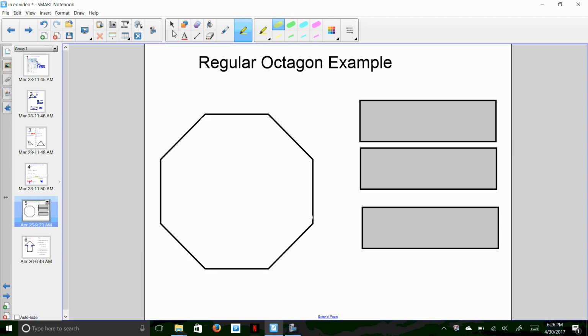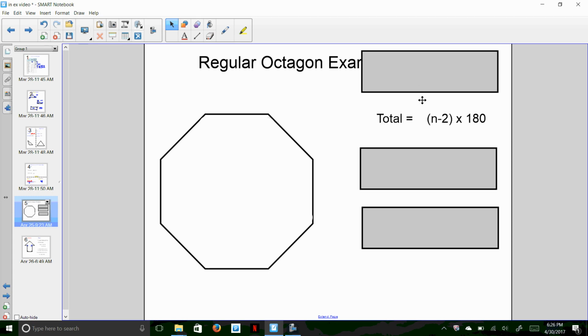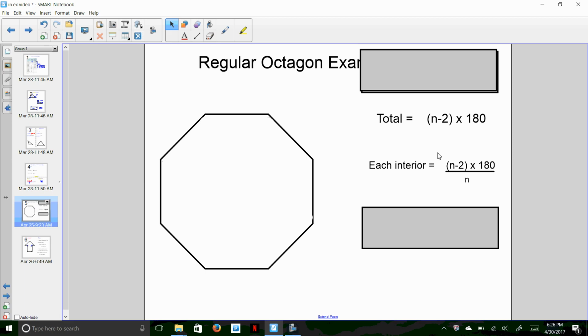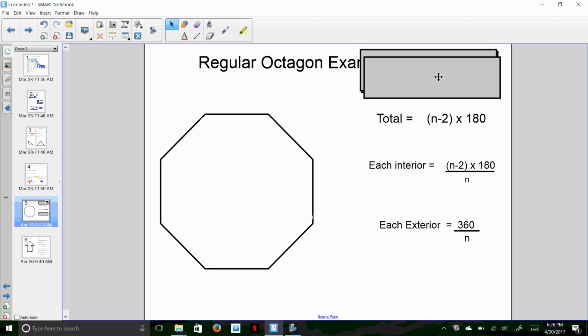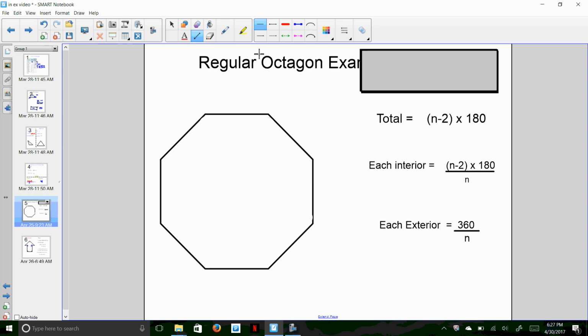Okay, so here we have a regular octagon example. How can I find some stuff about this? Remember, if it says regular, I can do the word each. So what can we find out about a regular octagon? The total was N minus 2 times 180. And if it's regular, we can find each interior: N minus 2 times 180 divided by N, so we get every single one of these inside guys. And to get each exterior, we just divide 360 by the number of sides.